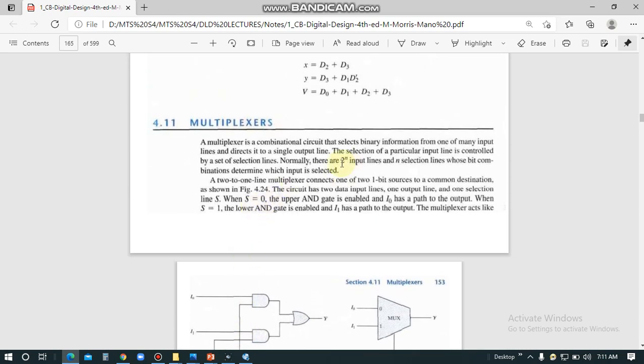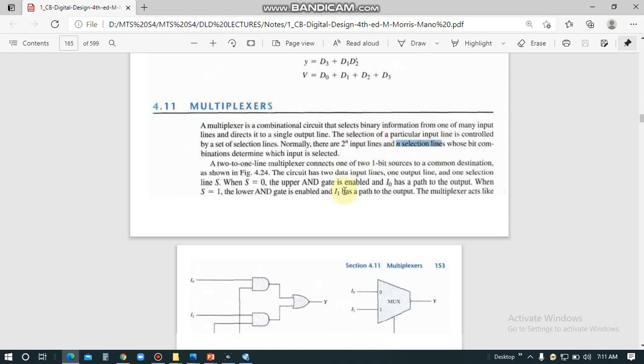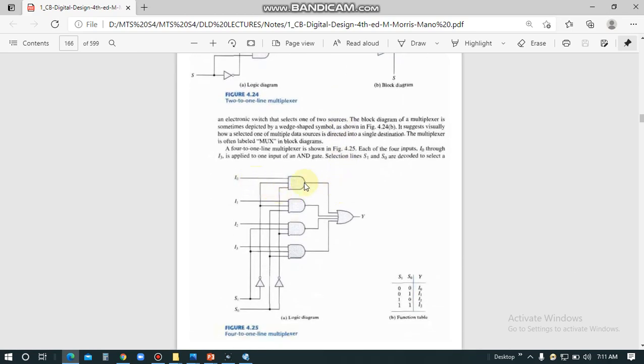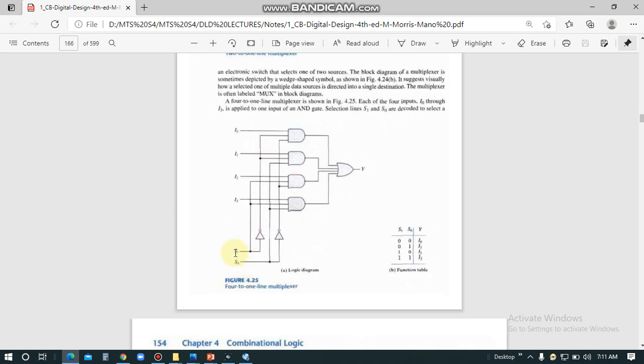So if we say that we have 2 power n input lines, then we will require n selection lines. For example, if it is 2 power 1, meaning 2 input lines, we should have 1 selection line. If we have 2 power 2 input lines, we should have 2 selection lines. So we are using a 4 to 1 multiplexer, so we must have 2 selection lines. I think this was the theory.